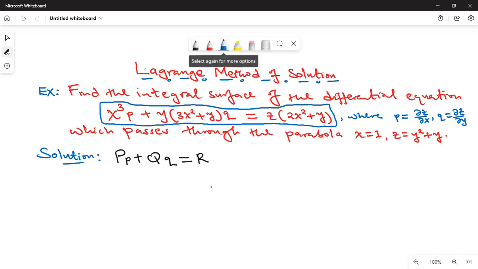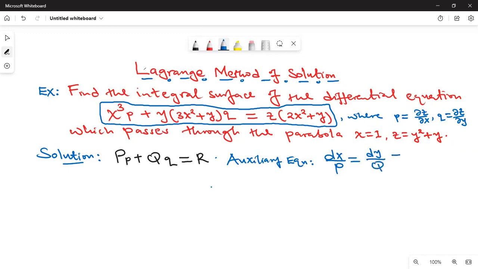And to solve it, we need to form the auxiliary equations, or we call it subsidiary equations. It will be dx over P capital is equal to dy over Q capital, which is equal to dz over R capital. So you need to solve this auxiliary equation or subsidiary equations to get two unique solutions, which we are calling the integral curves.